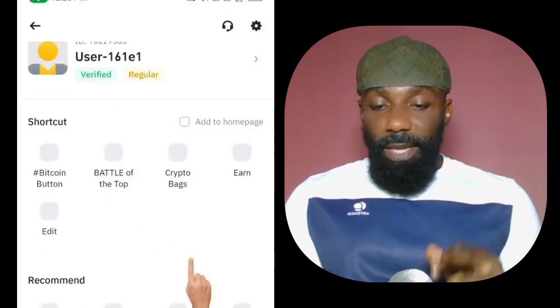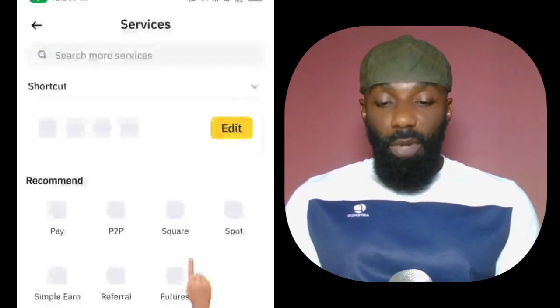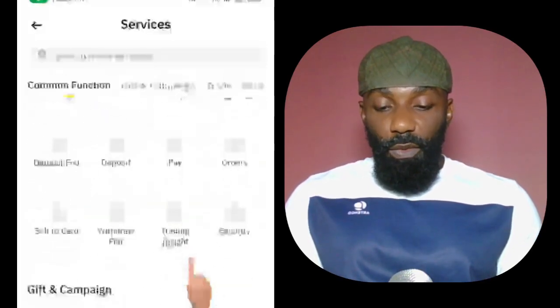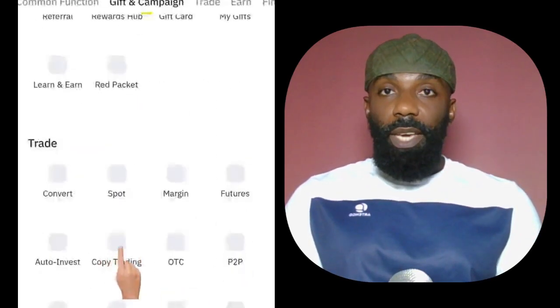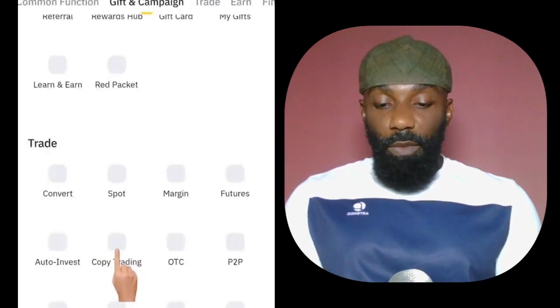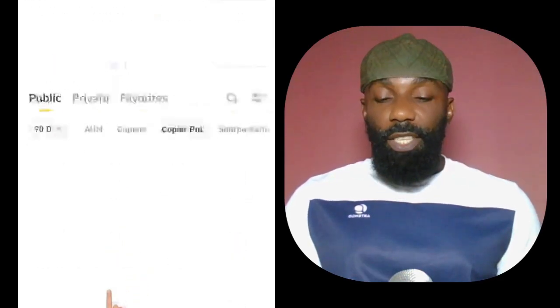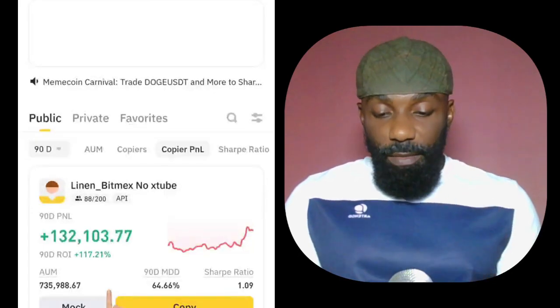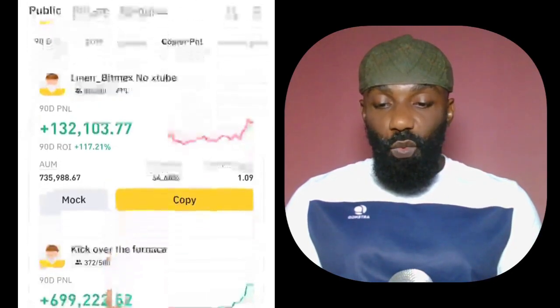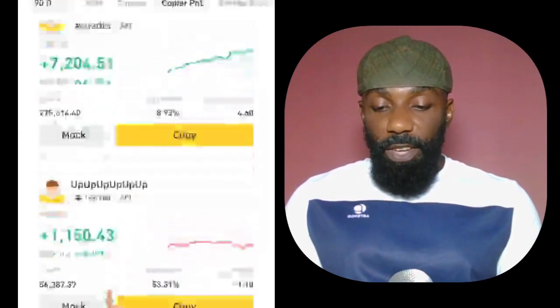My internet is a bit slow, but notwithstanding, we're still going to record this video. So let's look for copy trading. We're going to scroll down to where it says copy trading here. You can see copy trading down here. If I click on this copy trading, then it's going to bring us to the Binance copy trading interface. You can see this is where you'll be able to copy different traders.